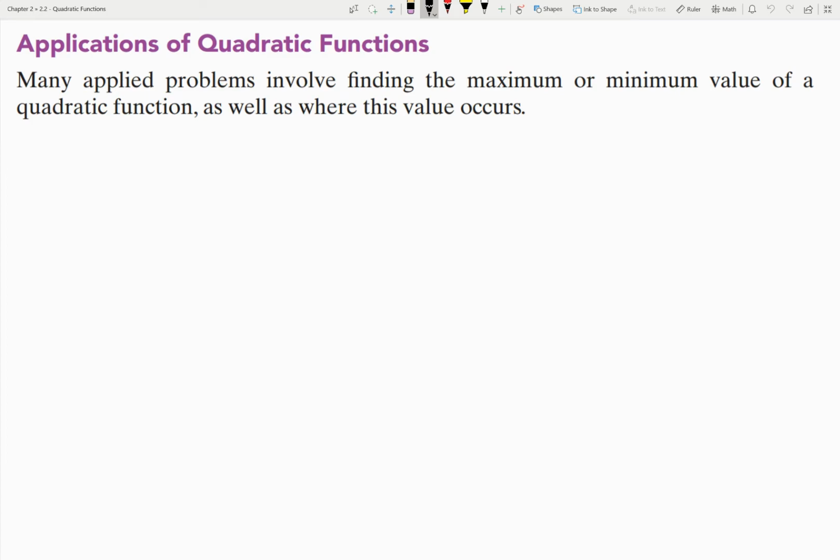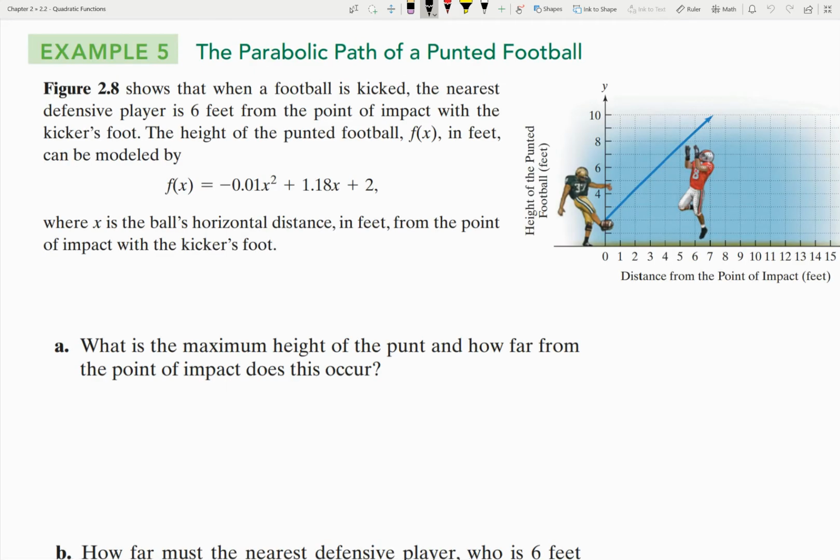Okay? So there are many types of applications that involve finding mins and maxes of quadratic functions as well as where they occur. Let's try our first word problem here.